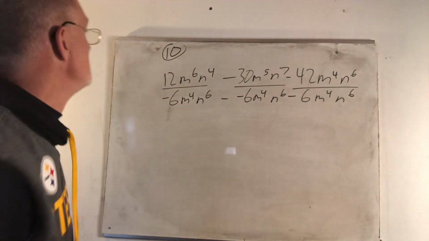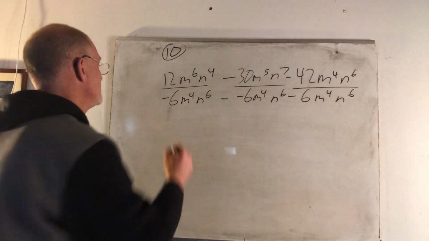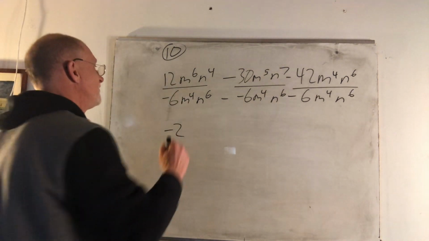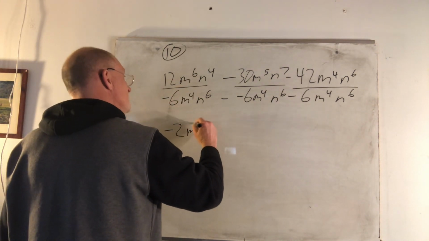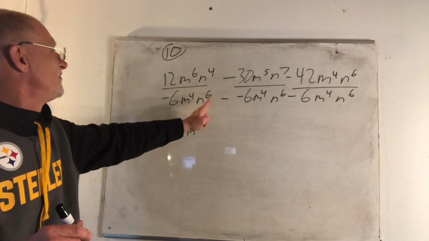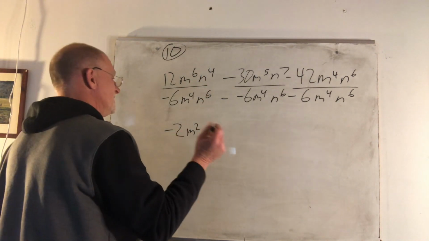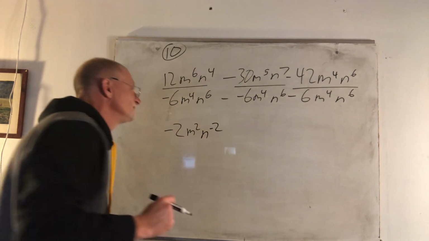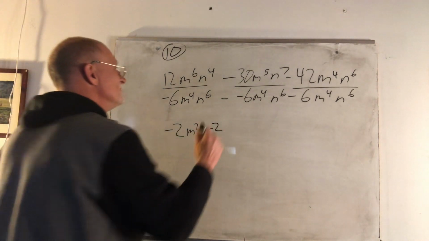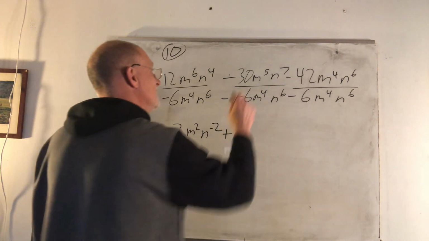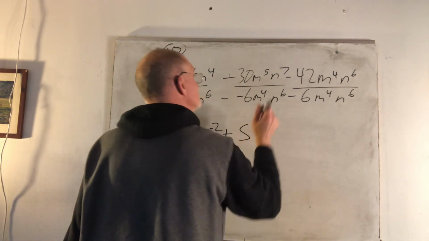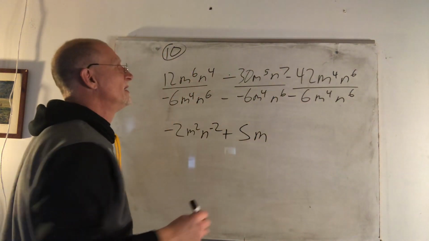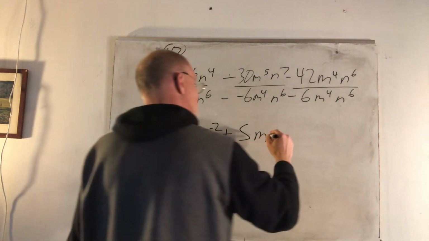All right, so again, piece by piece. 12 divided by negative 6 is negative 2. M to the 6th divided by m to the 4th is m squared. N to the 4th divided by n to the 6th is n to the negative 2. Next up, minus and minus, so that's going to be plus. 30 divided by 6 is 5. M to the 5th over m to the 4th is just plain m to the 1st power. N to the 7th over n to the 6th is n.